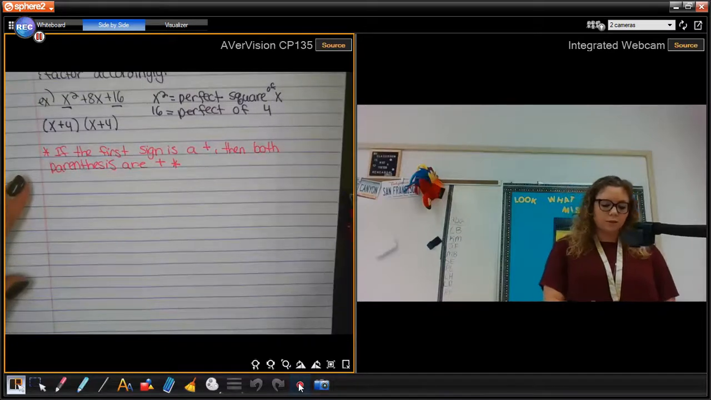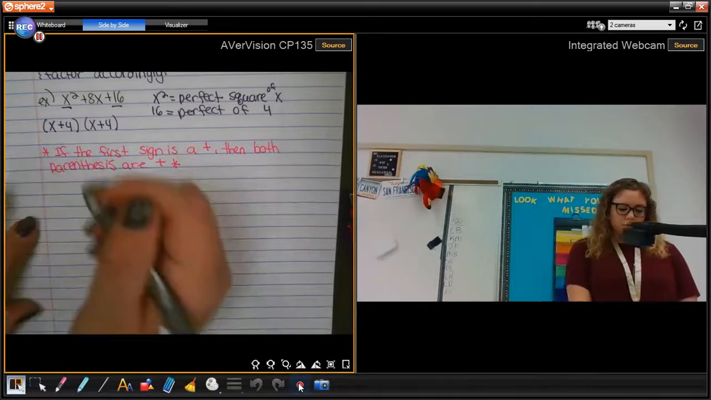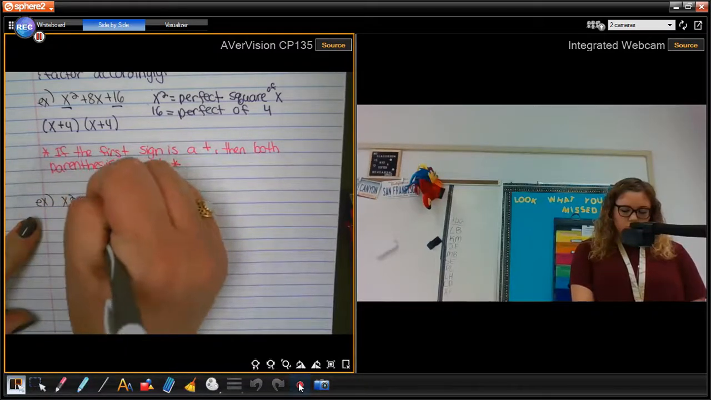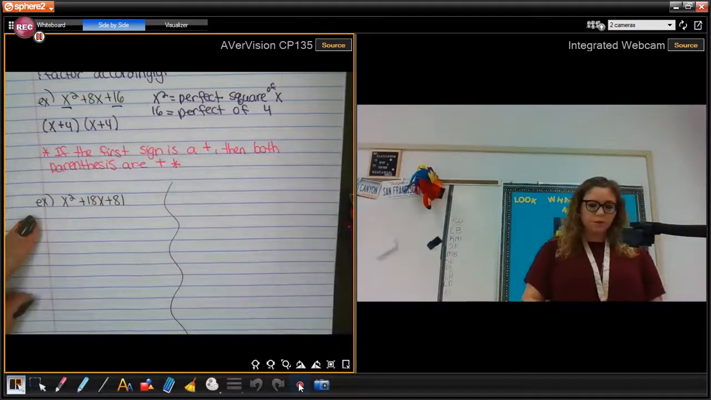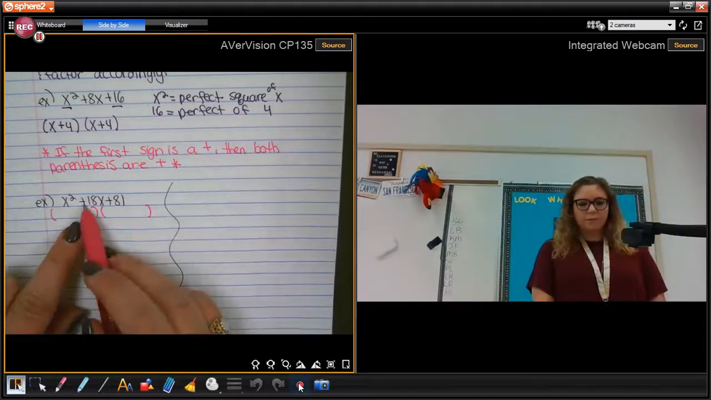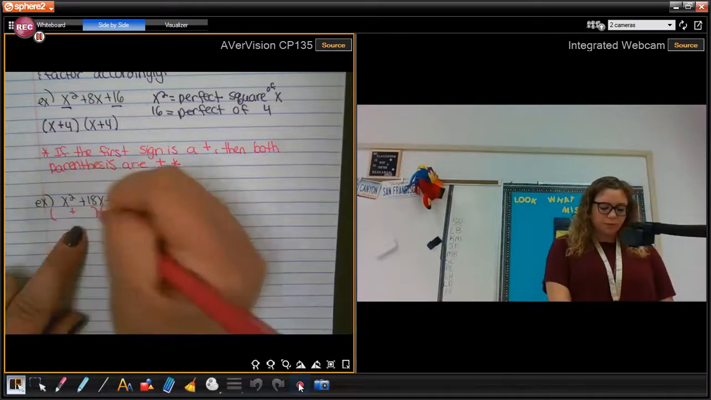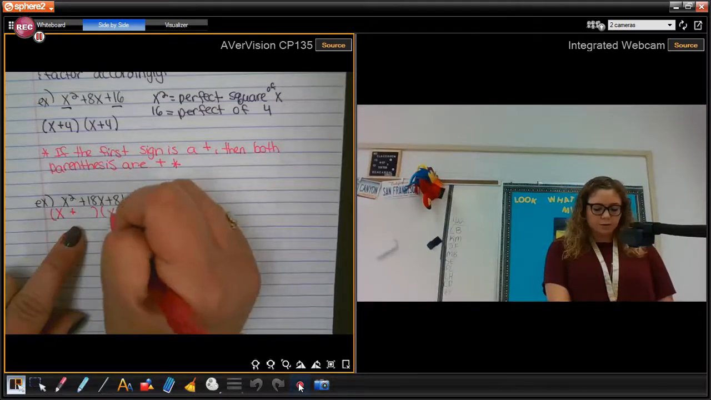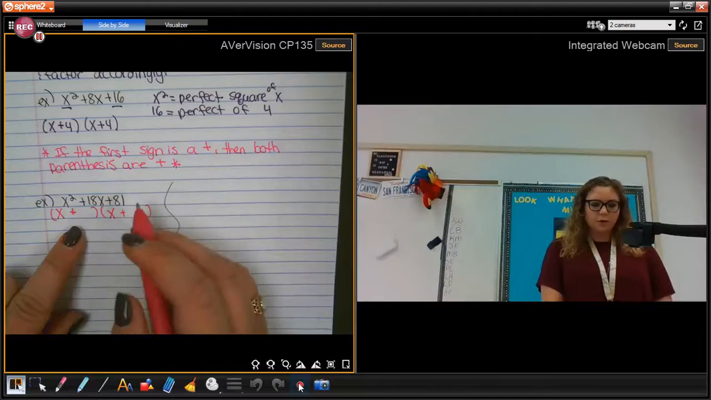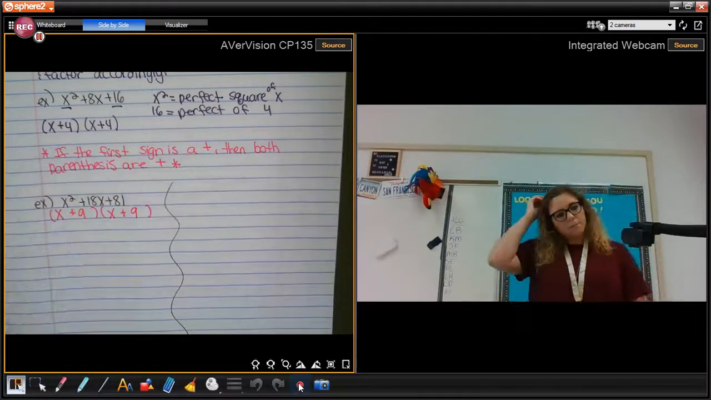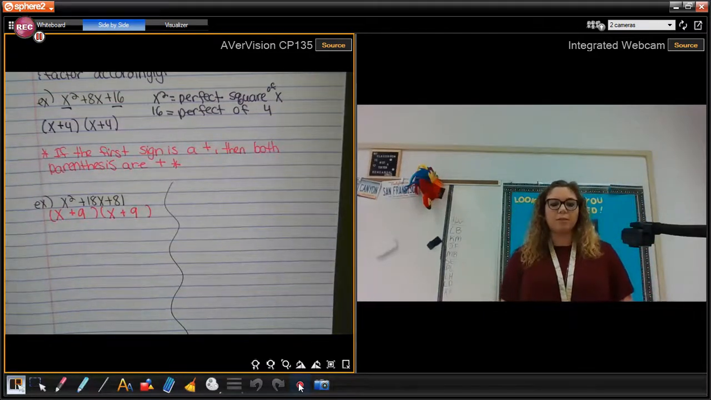So let's look at these. Okay, so we know I'm going to have 2 parentheses. This is plus, so we know they're both going to be plus. The square root of x squared is just x. The square root of 81 is going to give me 9. And that's my answer. Okay, 9 times 9 is 81, 9 plus 9 is 18. So we know it's correct.